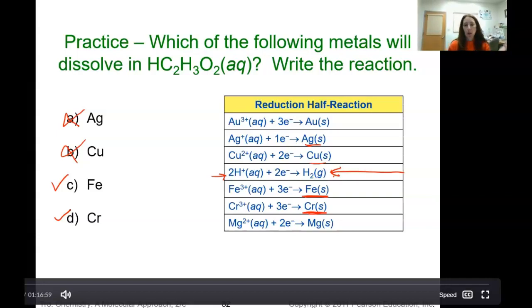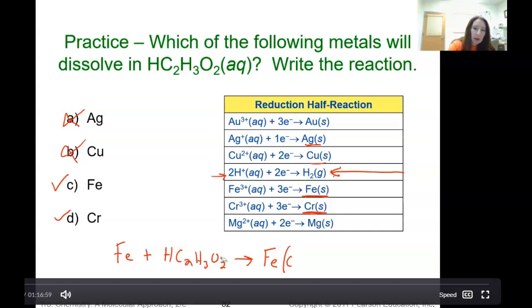Writing the reaction is just writing a single displacement reaction, right? I'll just write iron for you so you can see it. We all know how to do this. So iron plus acetic acid, C2H3O2, it's just a single displacement reaction, so it's going to make Fe. I really hate writing acetic acid like this, but you guys are going to be in organic soon, so I'm going to write acetic acid the way it should be written. That's the way you write it in organic.